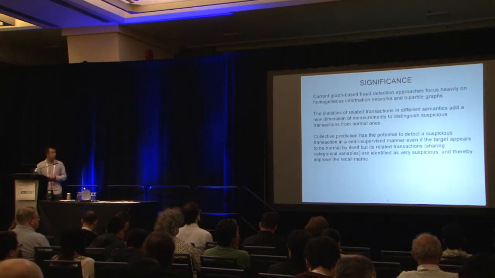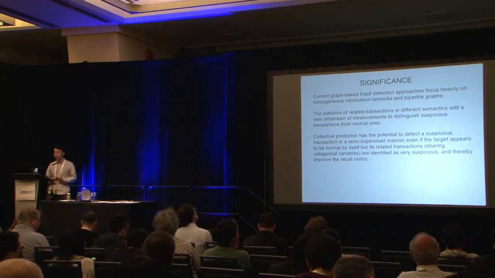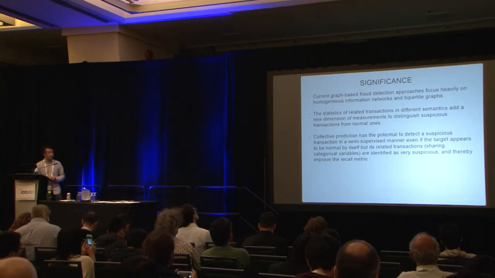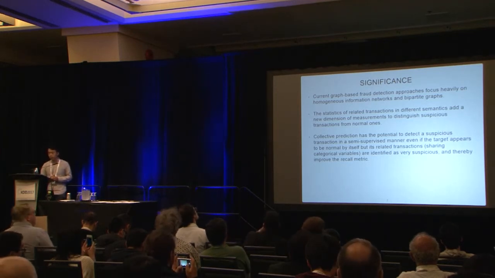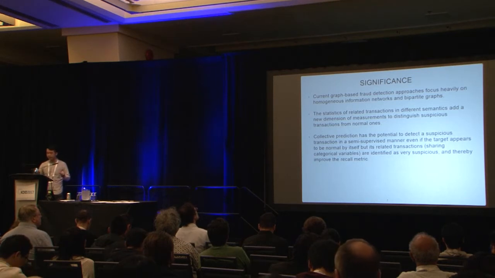So here we come to the conclusion of this work. We propose how to do fraud detection in heterogeneous networks, while many existing approaches focus on homogeneous or bipartite graphs. The second point is that we propose to add these metapath features, which can be more effective at distinguishing suspicious transactions from normal ones.